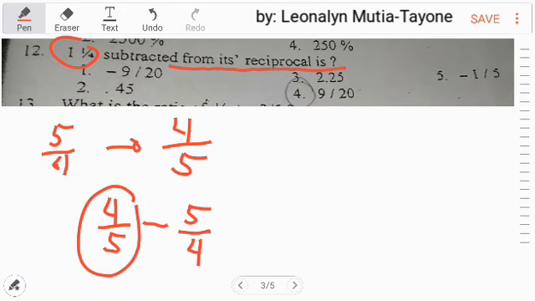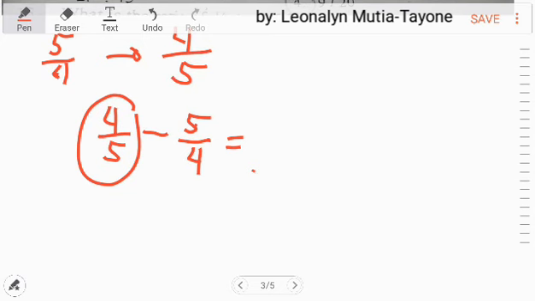Ito yung reciprocal niya. Galing sa 4 over 5, ito yung sinusubtract natin sa 4 over 5, 5 over 4. So, ito na yung equation natin. 4 over 5 minus 5 over 4, kuhanan muna natin ng least common denominator, which is 20. Meron tayong separate video on how to find the least common denominator. So, 20 divided by 5 equals 4. 4 times 4 equals 16. In other words, si 4 over 5 ay pareho lang sa 16 over 20. Then, 20 divided by 4 equals 5. 5 times 5 equals 25. In other words, si 5 over 4 equivalent ng 25 over 20.